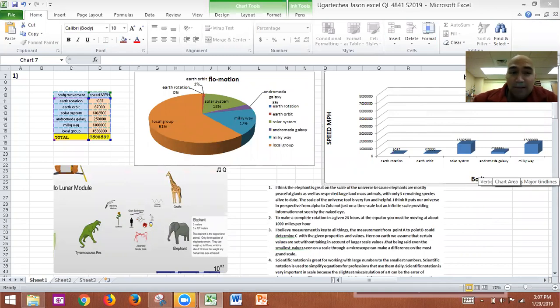And then for our solar system, we have 130,2,500. And then the Andromeda galaxy, which is somewhere we'll probably never be able to go to, is spinning at 250,000. And then we've got the Milky Way, and then the local group. So that's a lot. Oh my gosh.